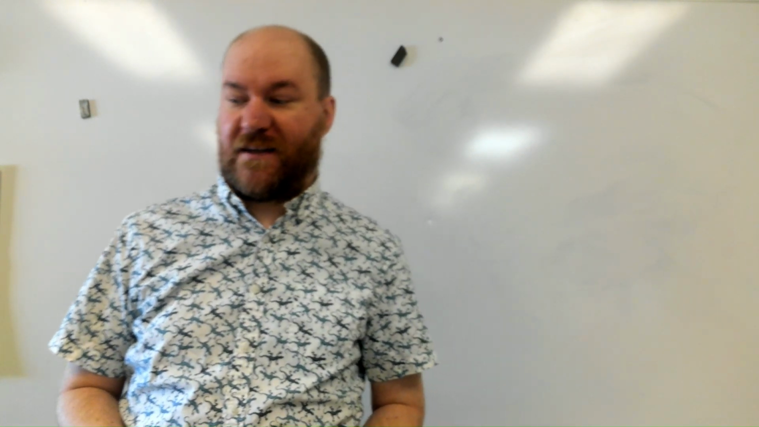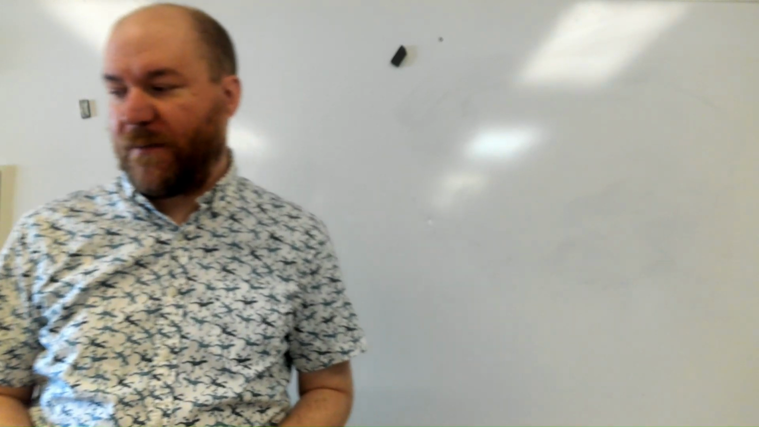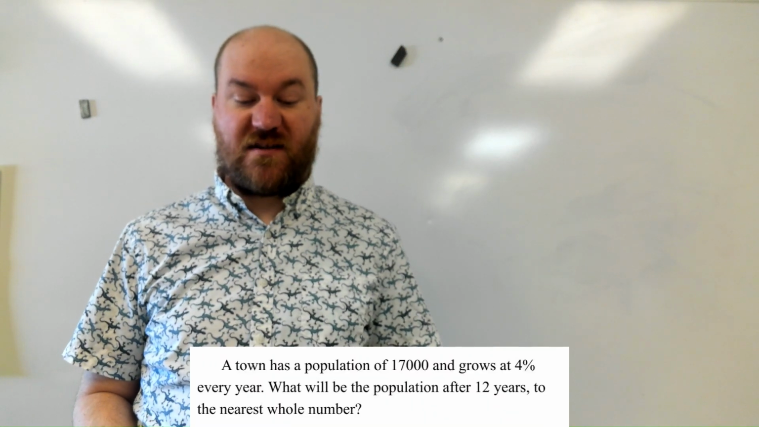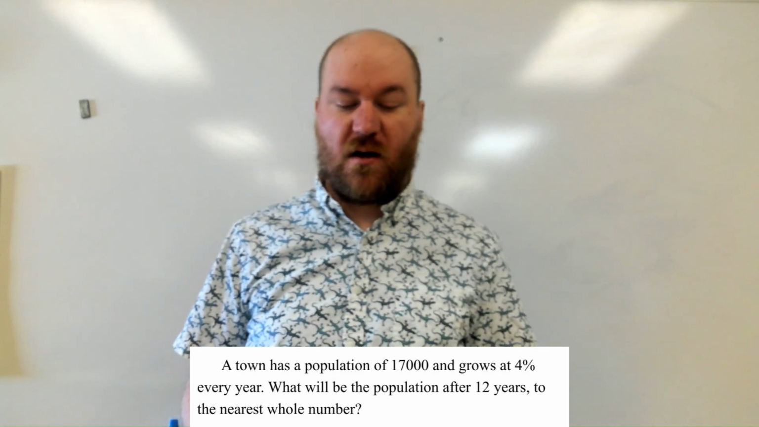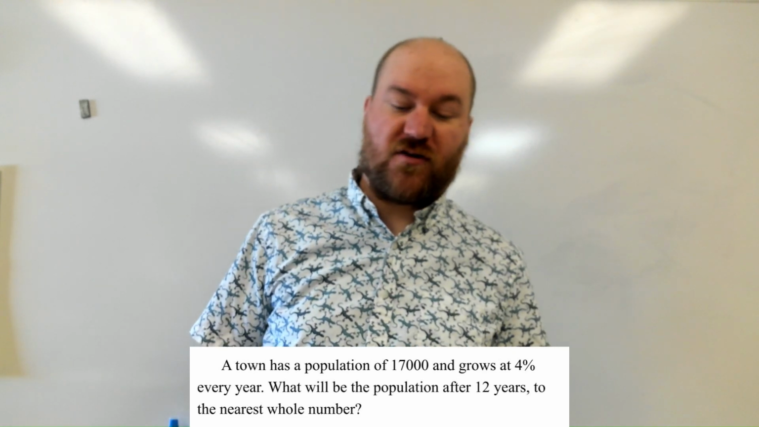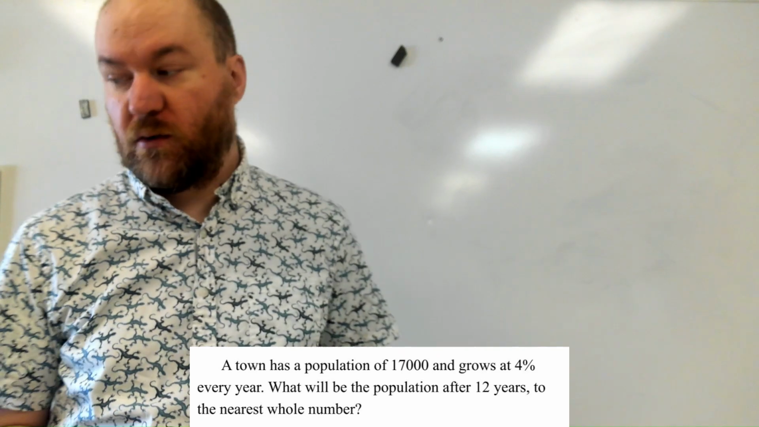Today's video, we're going to talk about exponential growth and decay. I have a few questions for you today. I'll put them on the screen so I don't have to write them out. The first question says, a town has a population of 17,000 and grows at 4% every year. What will be the population after 12 years to the nearest whole number?